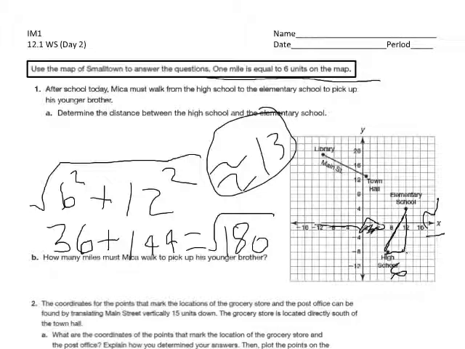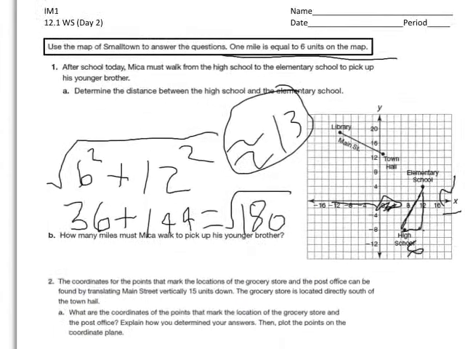It says how many miles must Micah walk, and this is why I said 1 mile equals 6 units on the map. So 13 divided by 6 is about 2.1 miles. Does that make sense?